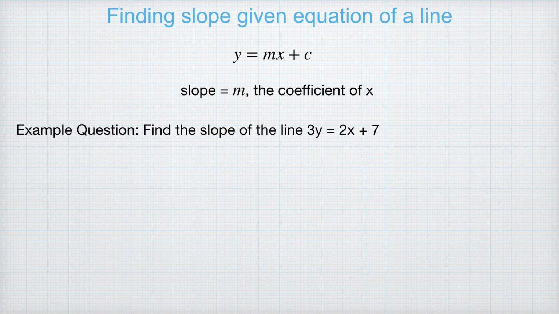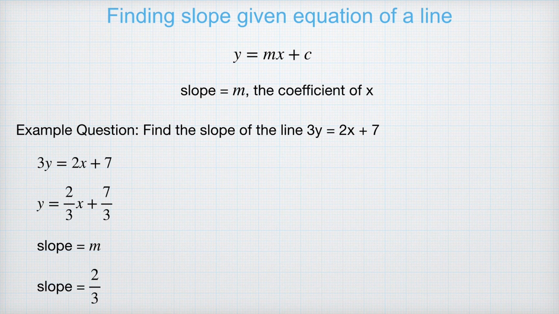Example question. Find the slope of the line 3y is equal to 2x plus 7. The coefficient of y in this equation is 3. Therefore, we must divide each term by 3. The coefficient of y is now 1, so we can read the slope directly. The slope is equal to the coefficient of x, which is 2 over 3.